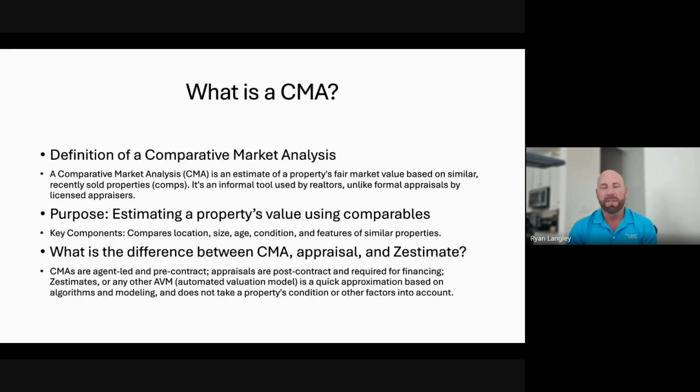What's the difference between a CMA, an appraisal, and a Zestimate? CMAs are agent-led and pre-contract. Appraisals are post-contract and required for financing. Zestimates, or any other AVM, are a quick approximation based on algorithms and modeling and do not take a property's condition or other factors into account. So that's what we were just talking about. That's why you don't count on Zillow, but we've all used Zillow real quick to see what ballpark we're in and then go from there sometimes.